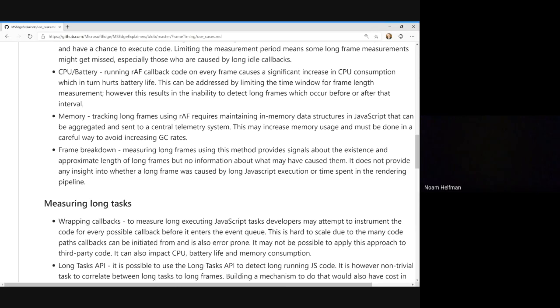And to conclude that if we had a long frame and a long task inside it, then the reason was mainly that task attribution. It's hard for me to tell if there was any other reason that caused the long frame, like an expensive rendering pipeline and so on. So if an API can provide that, it would really help.